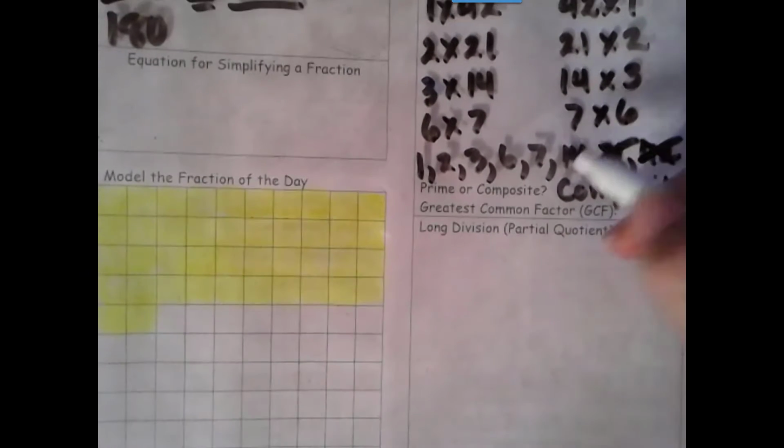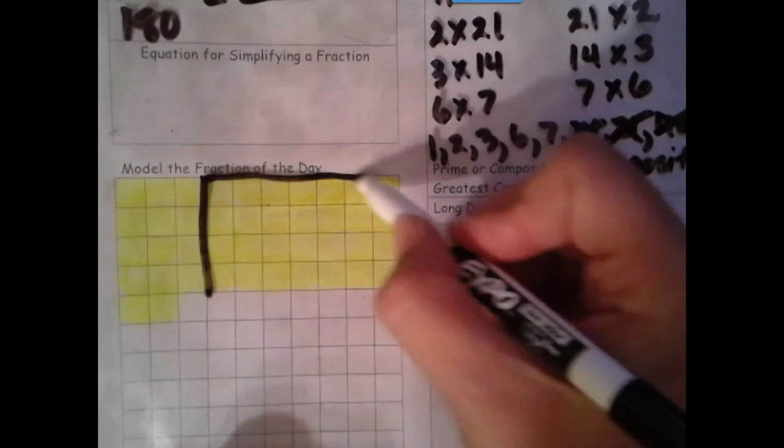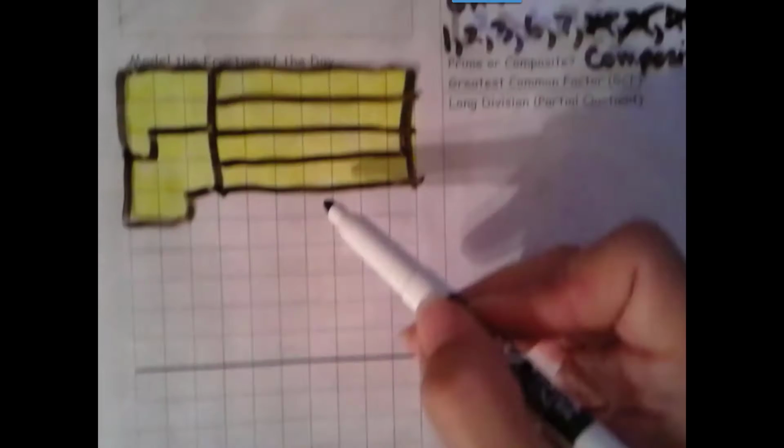Let's try 7. Remember to keep your shaded separated from your unshaded. We need groups of 7. So I'm going to do 7, because 10 take away 3 is 7.